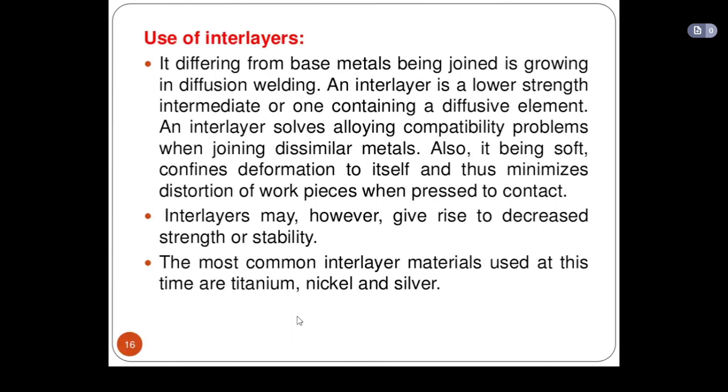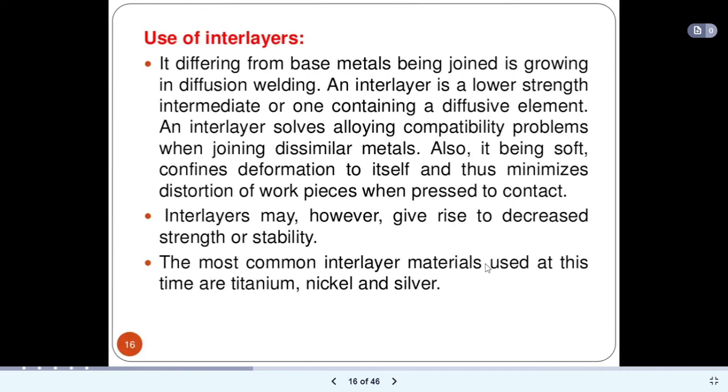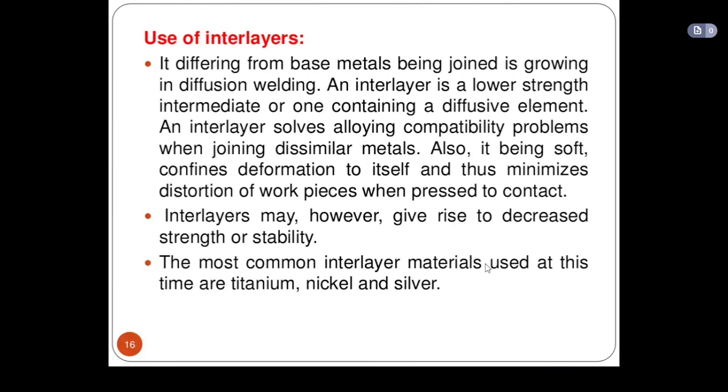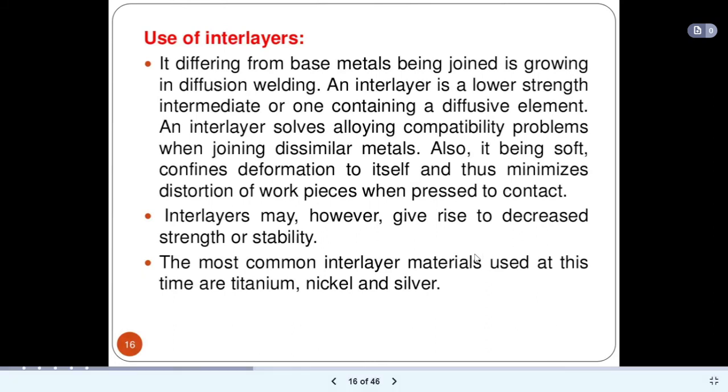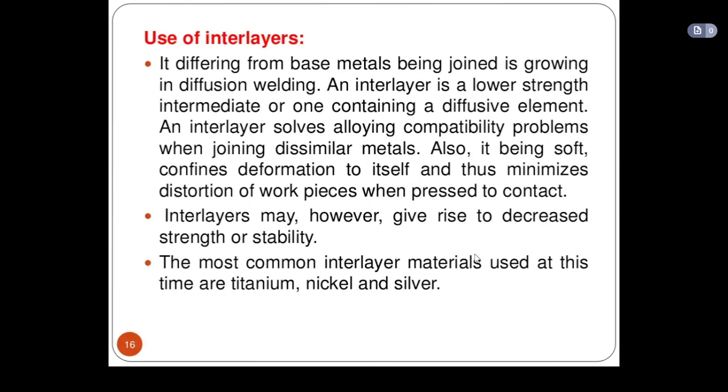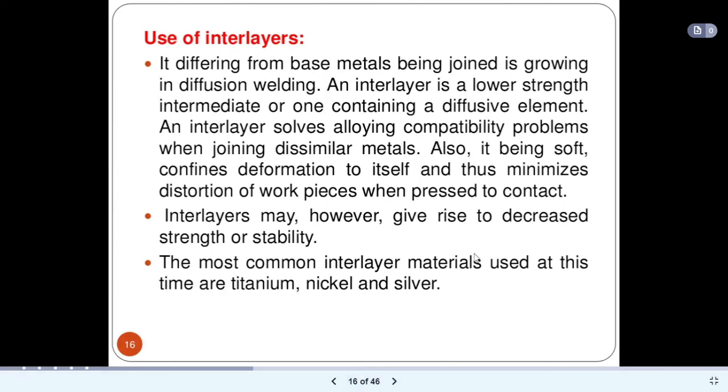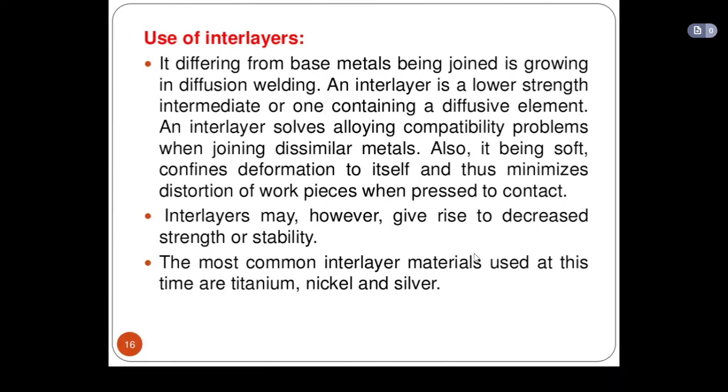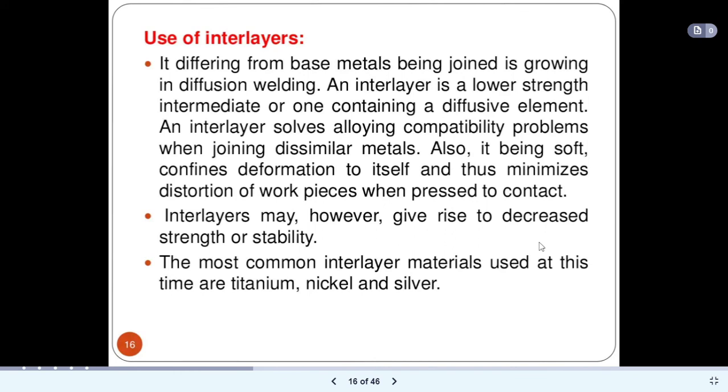What is the use of an interlayer in this case? The interlayer is the filler material. If we apply the filler material in the case of two dissimilar materials, the purpose of the filler material is that it is used to join or to fill the gap between the two surfaces, and the properties of the filler material or interlayer should be the same as that of the base material, or it may be intermediate between the two base materials.